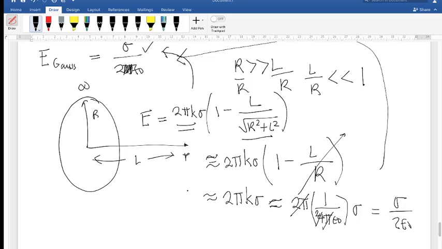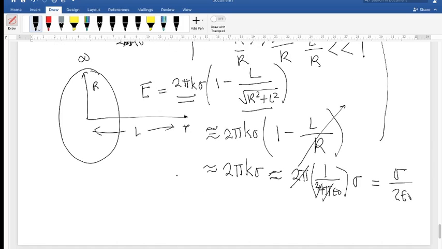The only difference is that Gauss's law is only for symmetric distributions, but Coulomb's law can be used even though your distribution is not symmetric. Okay, so I think that's the point of this video.